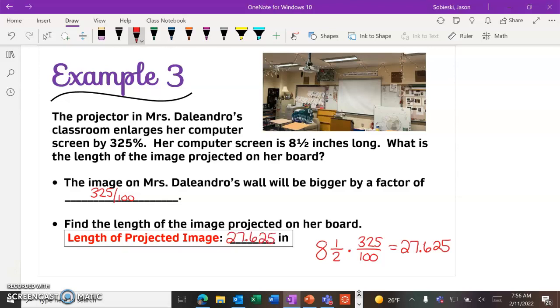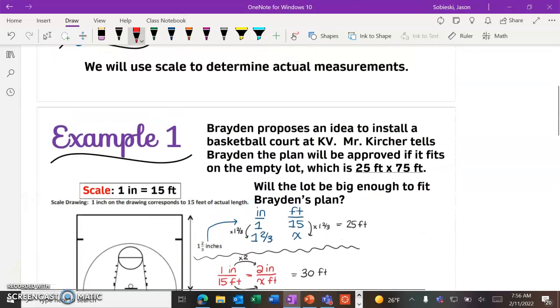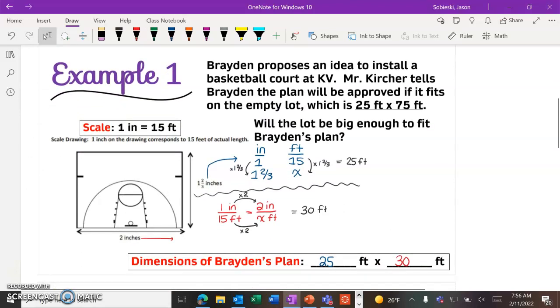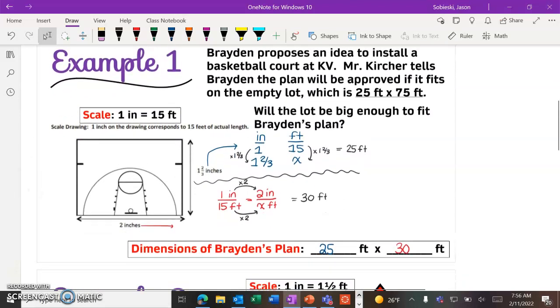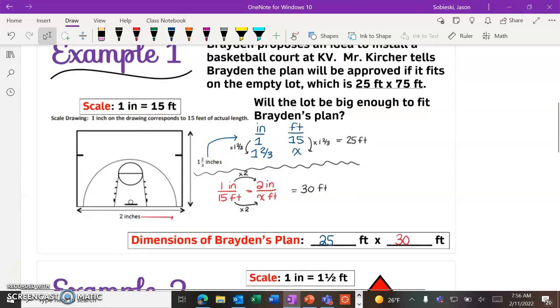So that's just a little review of scale factor. So hopefully this video helped. You can see why using scales really does help in a lot of practical things to find real measurements. So things that would be difficult to measure in real life, you could use a scale to get those dimensions.